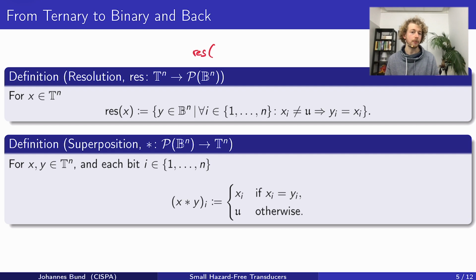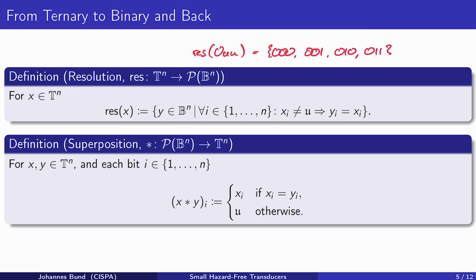Take this example. The resolution of 0uu is the set 000, 001, 010, and 011. So we replace every occurrence of a u by 0 and 1. On the other hand, the superposition of words 010 and 001 is the word 0uu. So each position that does not match is replaced by u.